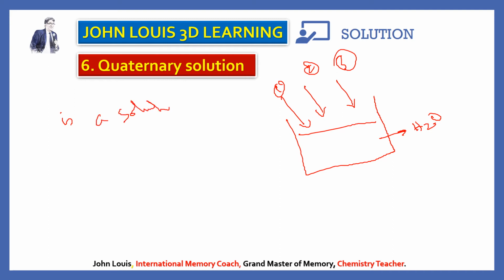By now you would have completed on your own using the same type of definitions. Quaternary solution is a solution in which 4 components are present. So here in this example, 3 solutes and 1 solvent. It may be 2 solutes and 2 solvents, but it should be a homogeneous mixture. So generally 1 solvent and 3 solutes.